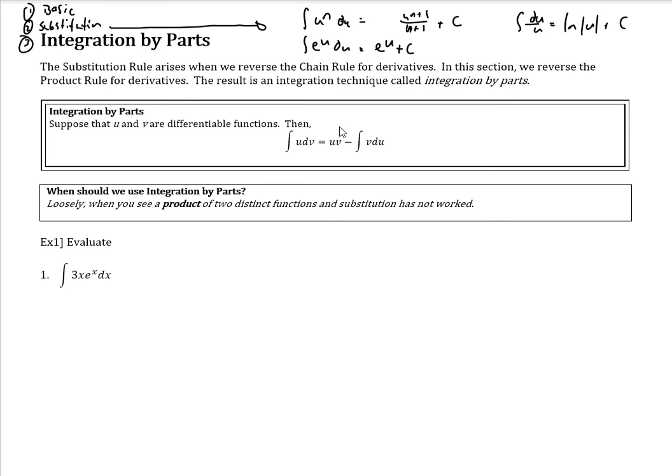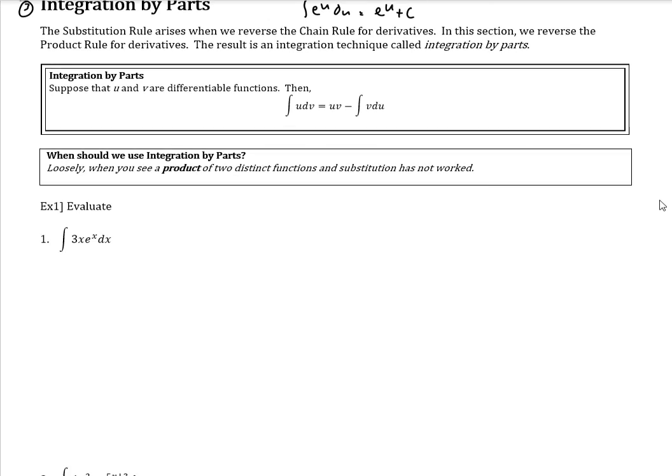Integration by parts is only for specific problems. Often they'll tell you when to use it, which is real nice. But if they don't, and we're just doing random integrals, again, these are the strategies you want to try. You want to try these two strategies first, and then integration by parts.